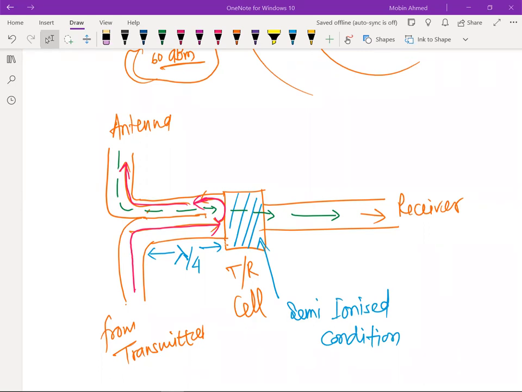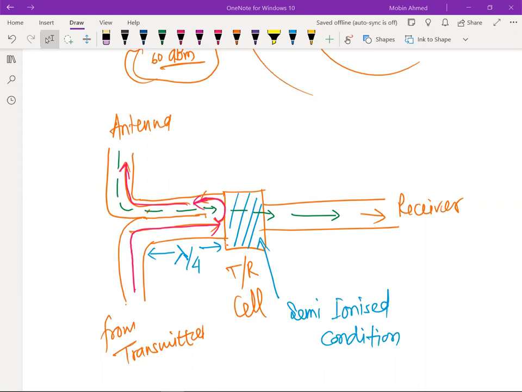So there the duplexer, this is how it works. So this is having a TR cell. TR cell means transmitting receiving cell. So this is in the semi-ionized condition. And when the high power is coming, this will get ionized and it will block the EM waves from passing through it. And it will get reflected and it will reflect towards the antenna. This is how the energy will not go to the receiver. Why will it not go to the receiver?